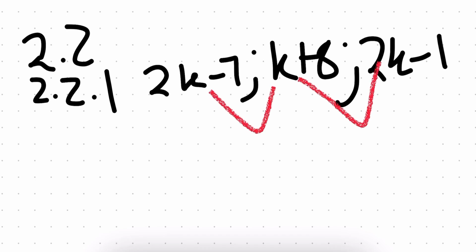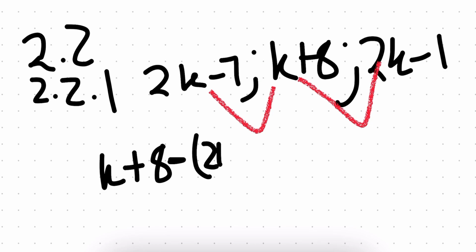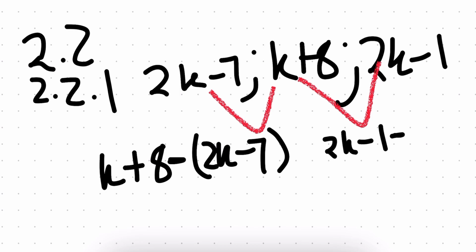You just determine the first what? The first difference. And the first difference in this case will be k plus 8 minus open bracket 2k minus 7. That's the first difference in this side. And here it will be 2k minus 1 minus k plus 8. You get what I'm saying? So it will be like that.